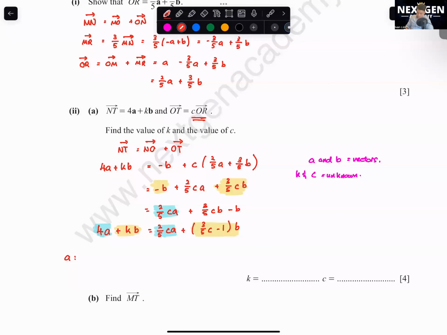We compare the A. So 4A is equals to 2 over 5 CA. Okay, how can I find C? C is 4 times 5 over 2, which is equals to 10. This is your A value. For the B value, K is equals to 3 over 5 C minus 1. C is 10. Therefore, your K is equals to 5.